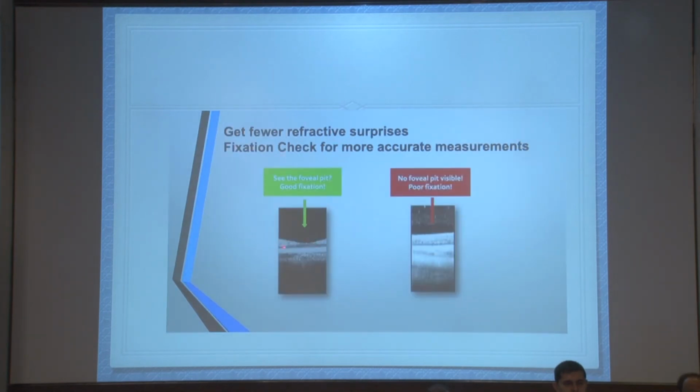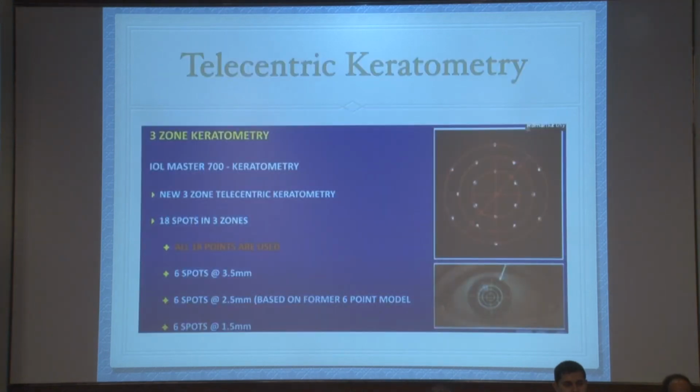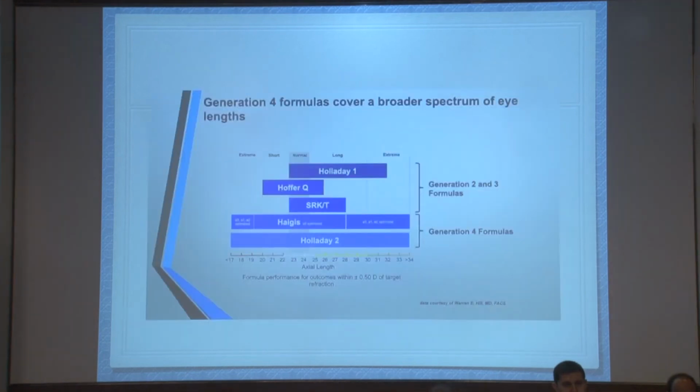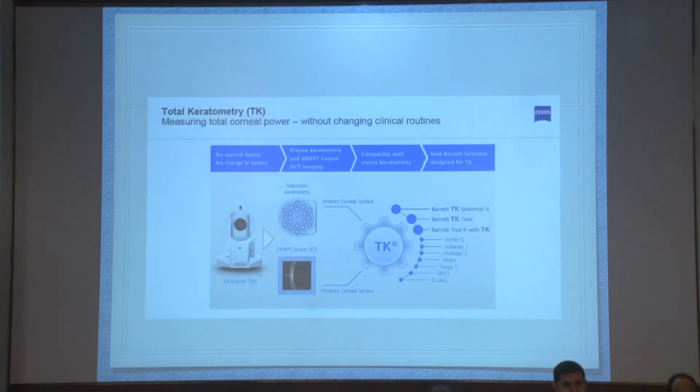With the use of OCT, we can see the foveal pit, and if we see a foveal pit, then it's a good fixation. If you don't see it, then fixation is not good. This is how the 3-zone telecentric keratometry is used. We get 6 spots at 1.5, 2.5, and 3.5 millimeters.